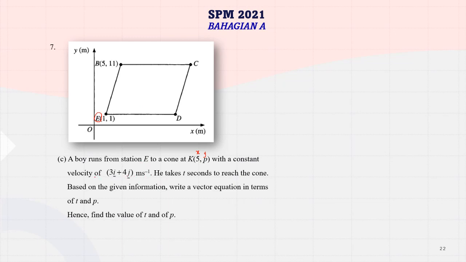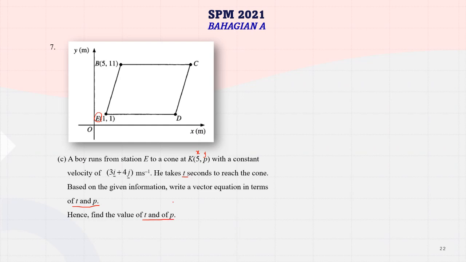So velocity vector, something to do with this position vector and velocity here. Okay, he takes T second to reach the cone. This is T second. Based on the given information, write a vector equation in terms of T and P. Hence, find the value of T and of P.